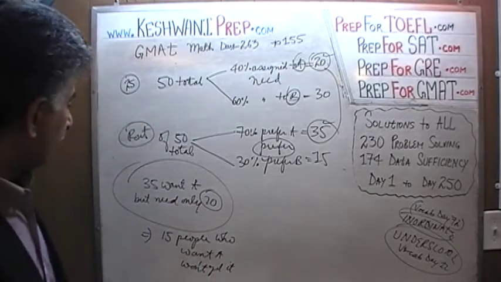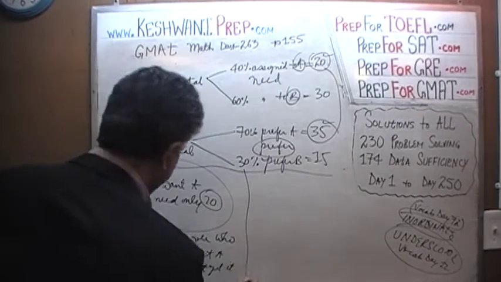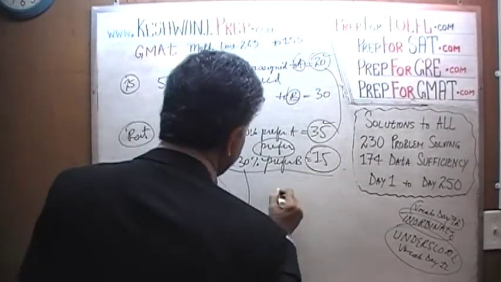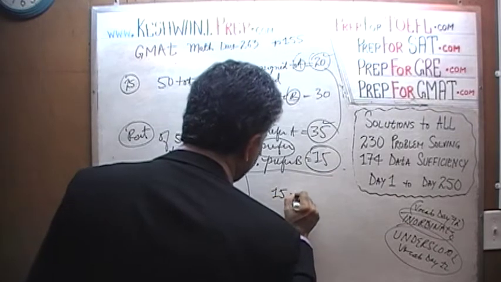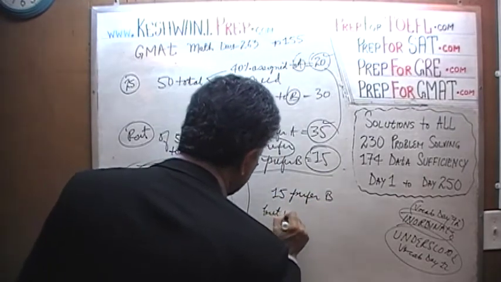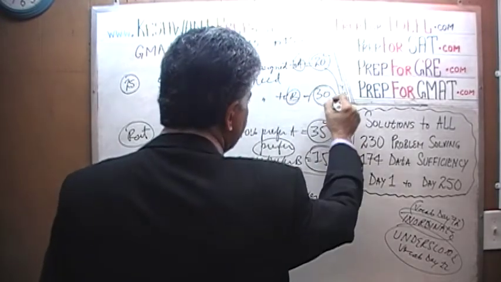Or you can look at the other way around. We can look at the other scenario here. 35. Now look at B here. Where is B? Right here. 15 people prefer B, but we need 30. So now we're comparing these two.